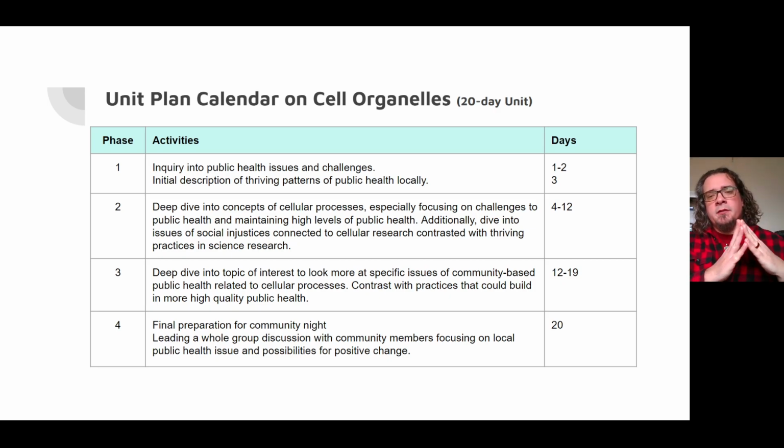But then there's this contrasting with practices that could build in high quality public health. So we will look at the very specific issues of the community in relation to public health, as in relation to cellular processes, which is in relation to the content. And then we can do this contrasting view. Just like in phase 1, you have this second part here too. Let's look again at what we think thriving looks like. And you're much more informed at this point, and really start to do that kind of contrasting if the thriving is compromised, or is currently compromised. What would the contrast look like? Or if we are thriving, if we are doing a good job, how do we maintain that, or how do we do that even better?